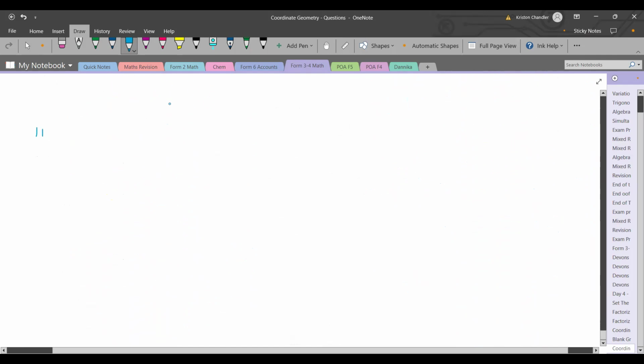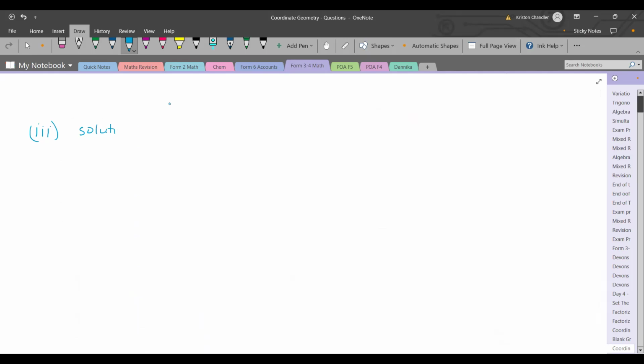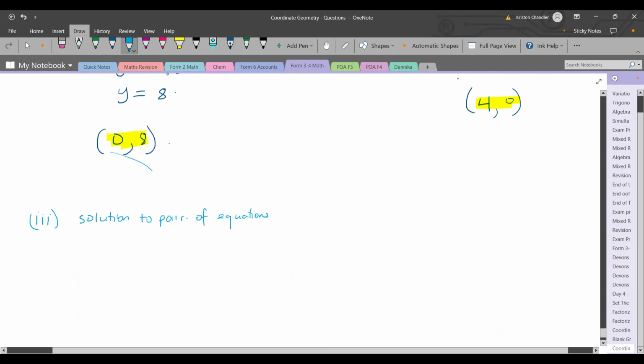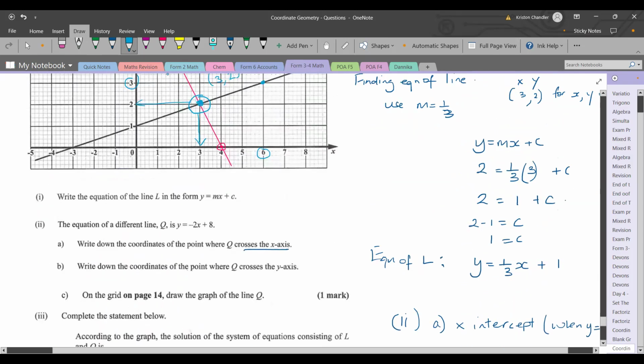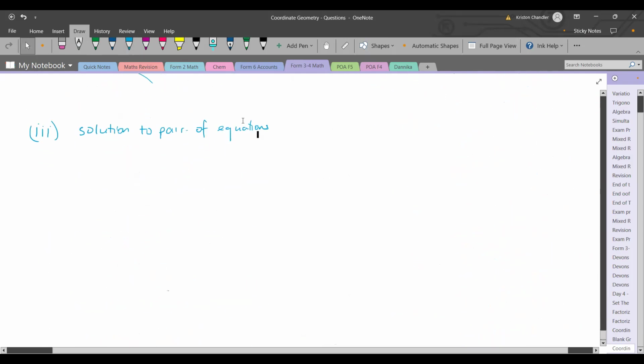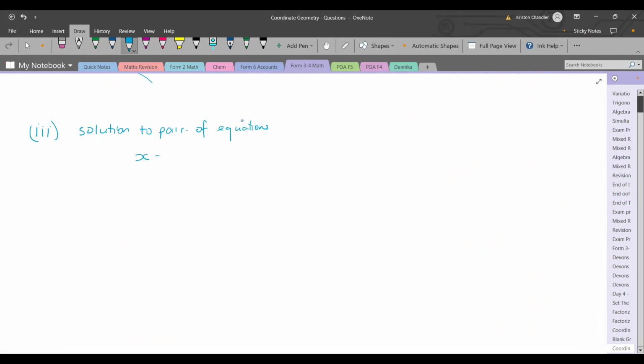So for part 3, the solution to a pair of equations, we said it was 3 and 2. x is equal to 3 and y is equal to 2. And that's it.